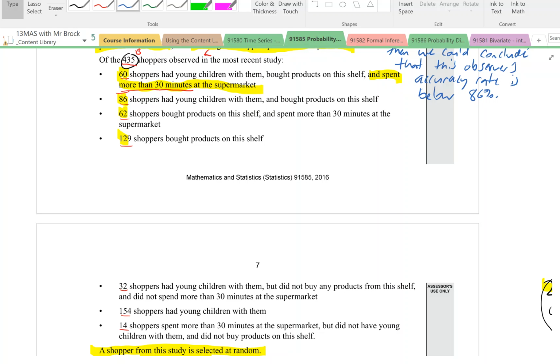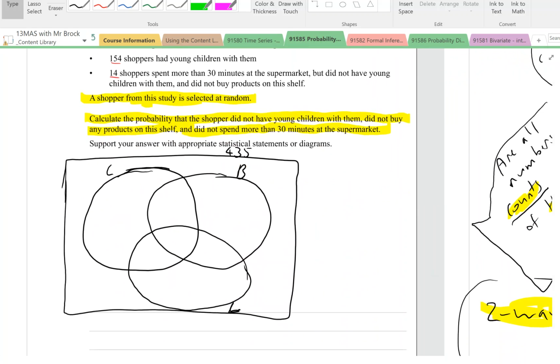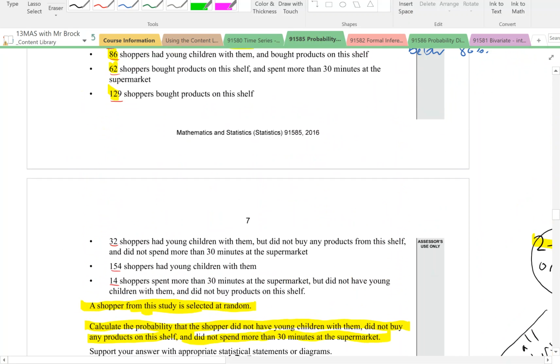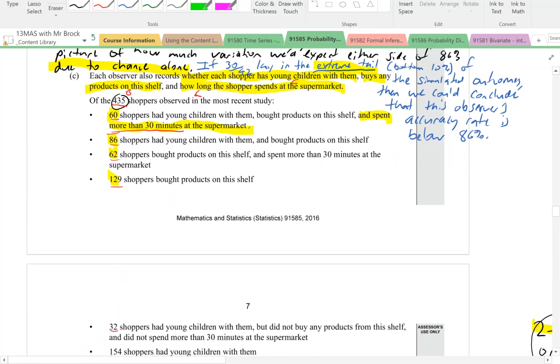So firstly, we're told that 60 shoppers had young children with them, bought products on the shelf, and spent more than 30 minutes at the supermarket. So what does that mean? Well, it means all three circles, right? So we have 60 people in the overlap of all three of these circles. Okay, what are we told next? And so I'm going to tick that off because I've now counted it.